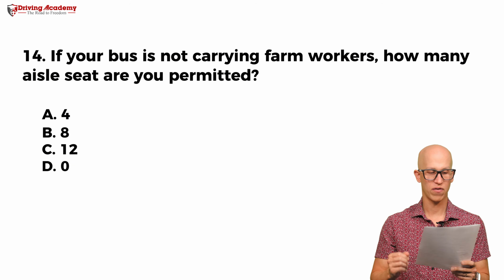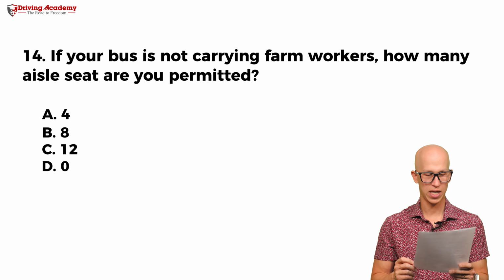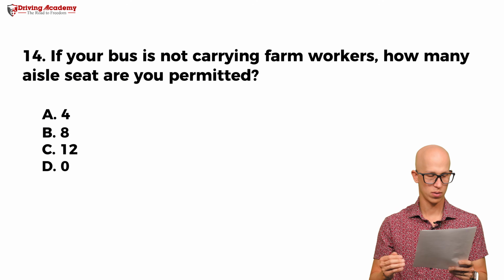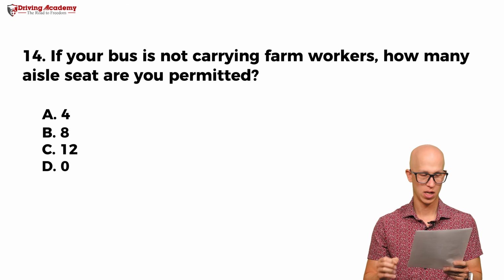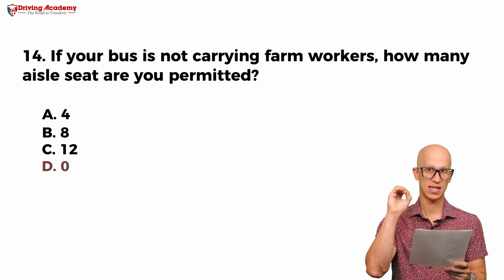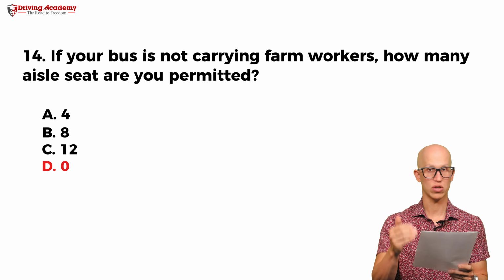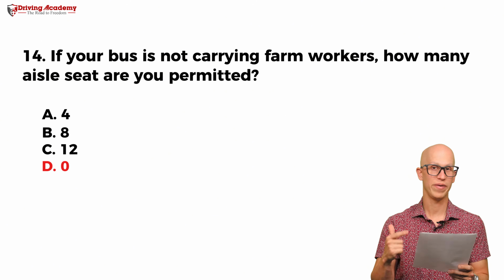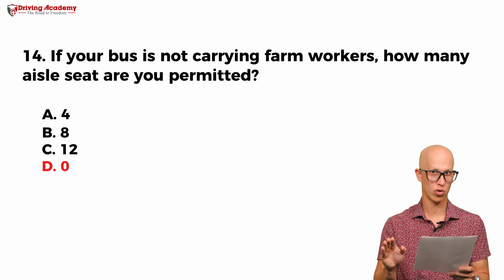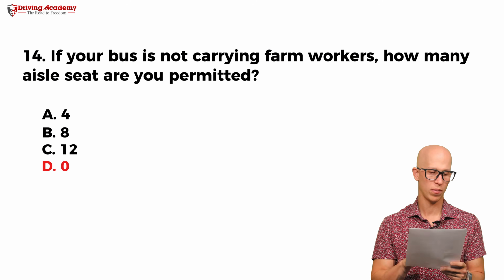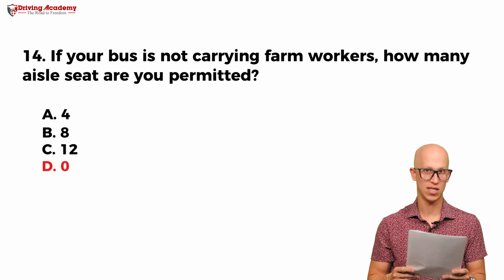All right, so next question. If your bus is not carrying farm workers, how many aisle seats are you permitted? A is going to be 4, B is going to be 8, C is going to be 12, and D is going to be 0. The correct answer here is going to be 0. So if you are transporting farm workers to an actual farm, the correct answer would have been 8, but since there are no farm workers and you're not transporting to a farm, the correct answer here is 0.